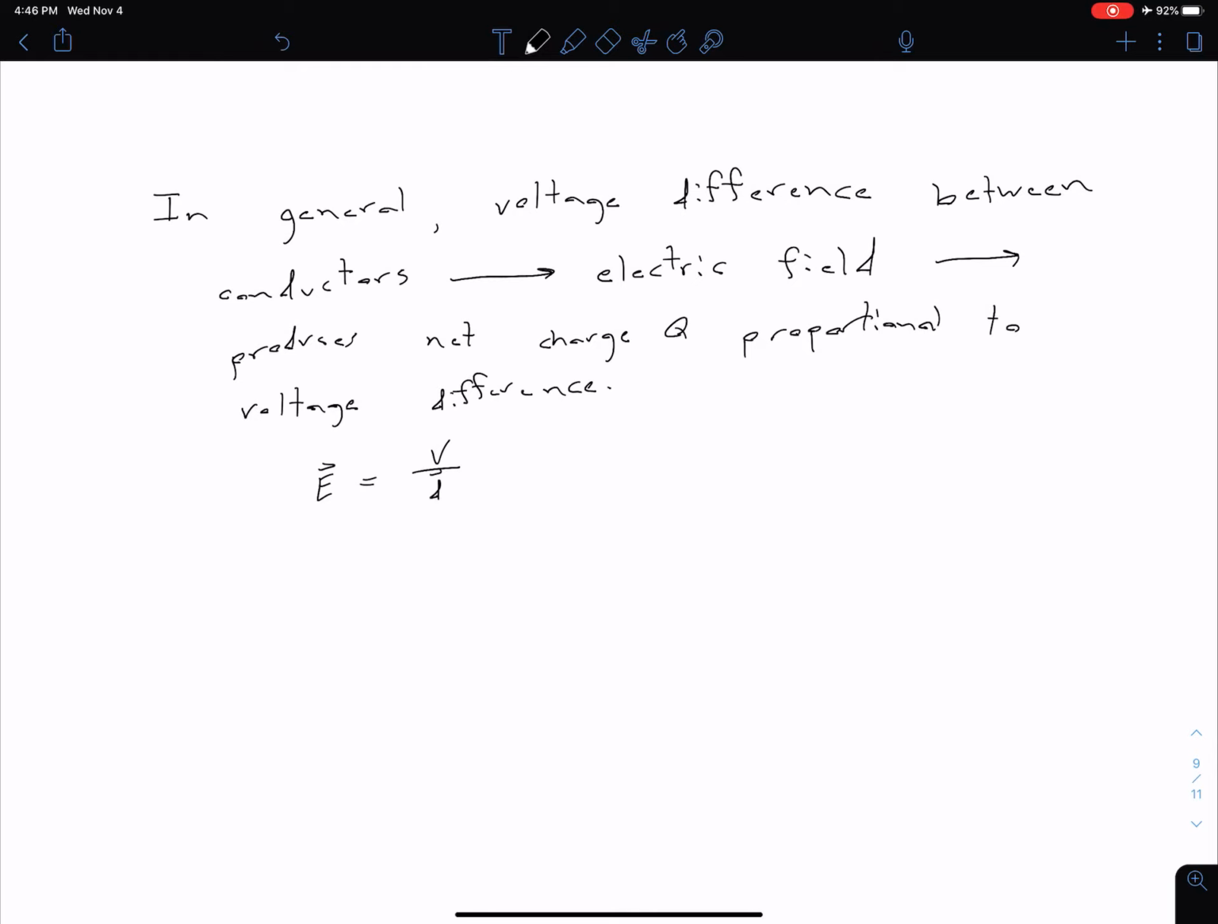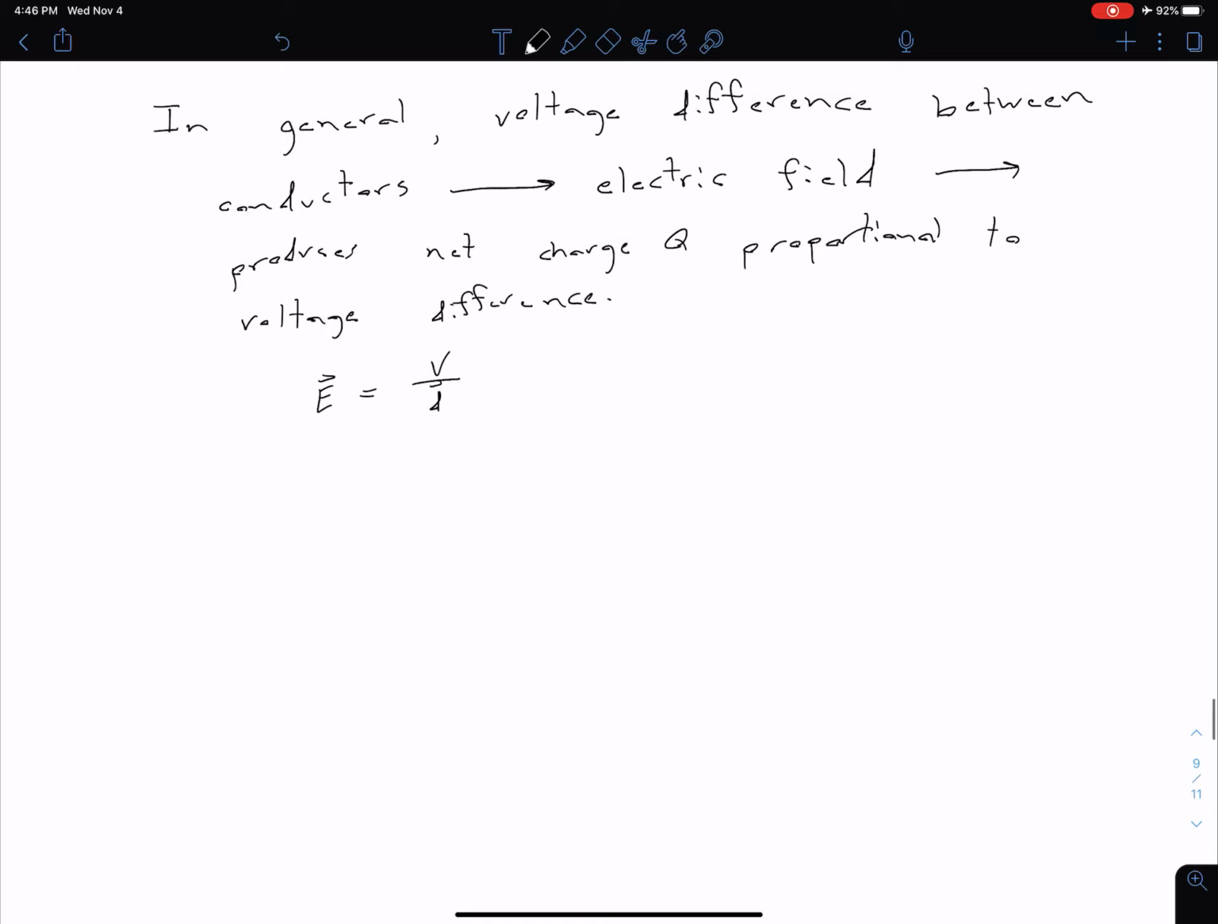So if we take a closer look at this net charge Q that's produced between the systems, we can say that the ratio of Q to this voltage is going to have units of farads. So dimensionally, this is equal to farads. And so we know that from our equation, Q equals CV. What this means is that we can characterize the capacitance between the conductors.